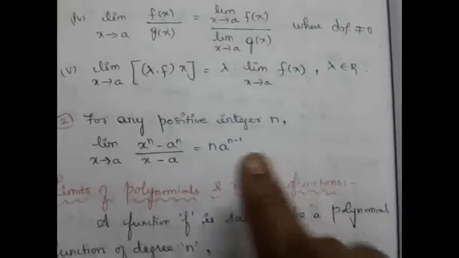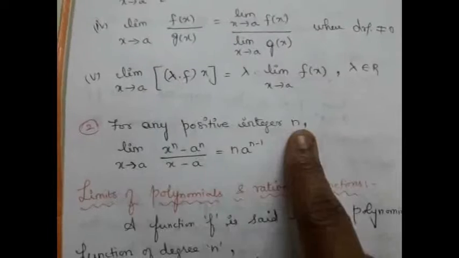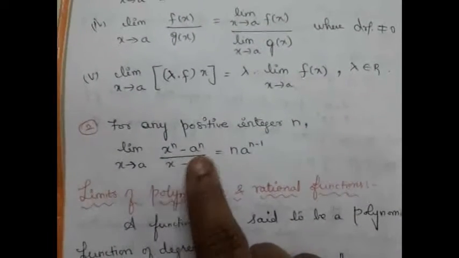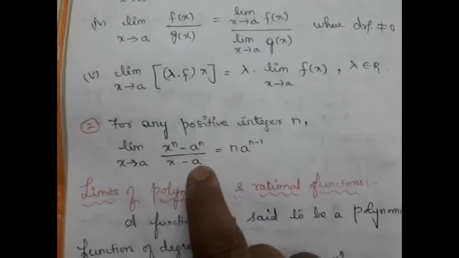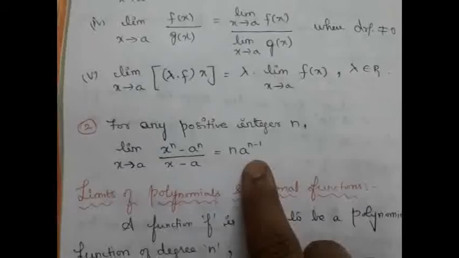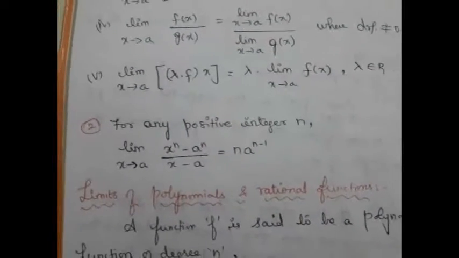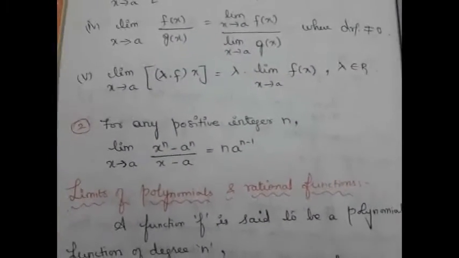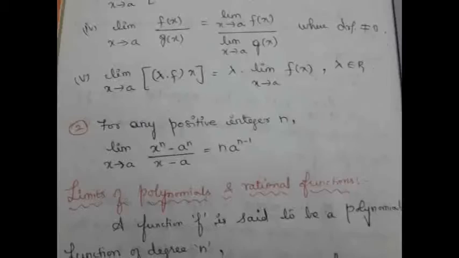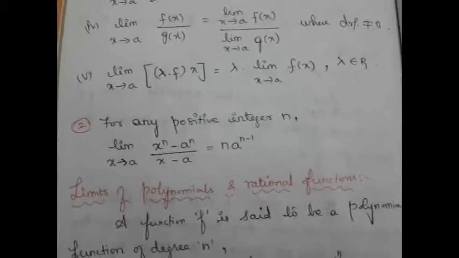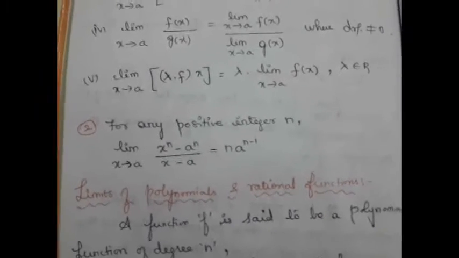And also we have seen one more important theorem. For any positive integer n, limit x tends to a, x power n minus a power n divided by x minus a is equal to n into a power n minus 1. Based on all these things, we have solved a few problems. So in today's class, we are going to extend the concept and we are going to learn a few more theorems.